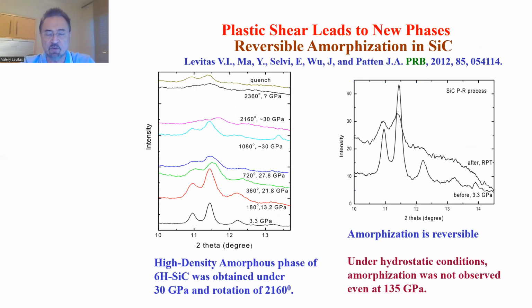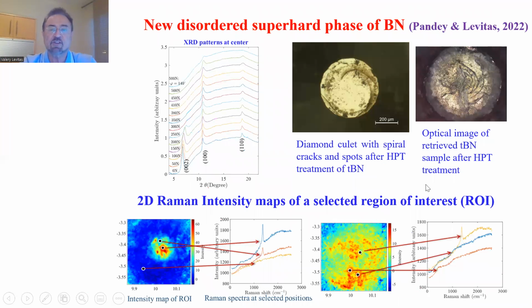Here is an example of new high-density amorphous phase of silicon carbide, which you obtain at 30 GPa and large shear. And under hydrostatic condition, amorphization was not observed even at 135 GPa. Also, recently we discovered new superhard disordered phase of boron nitride. You see it scratches diamond. And we detected it with X-ray and Raman.